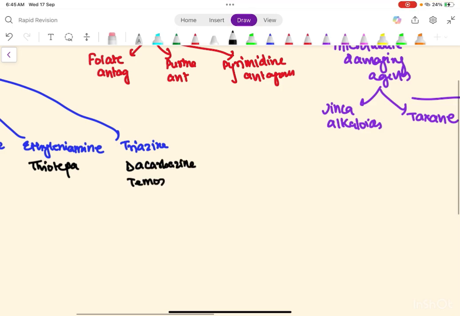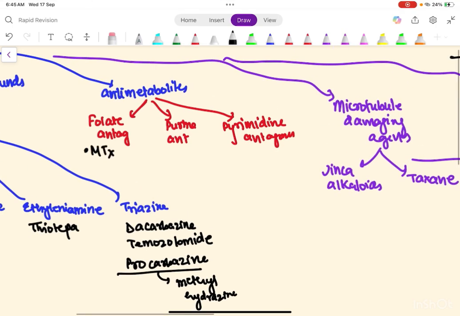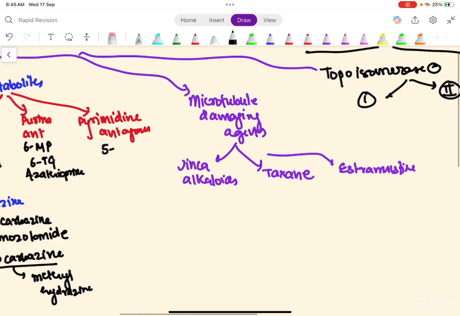and temozolomide, and you have something which is procarbazine. Now this is also classified under methyl hydrazine. Okay, then coming on to folate antagonist, so we have our favorite methotrexate and we have pemetrexed. Then in purine antagonist we have 6-mercaptopurine, then we have 6-thioguanine, then we have azathioprine, and in pyrimidine antagonist you have 5-fluorouracil, then cytarabine, then we have capecitabine.